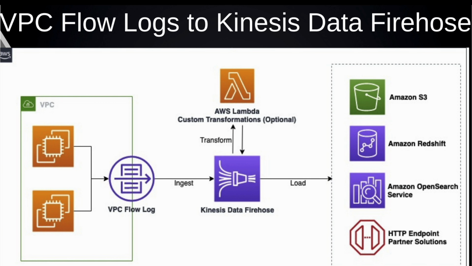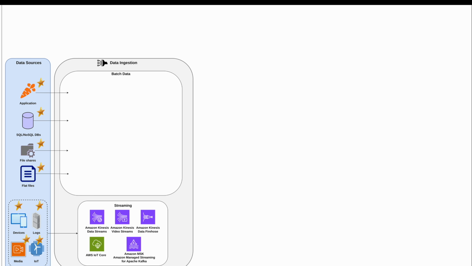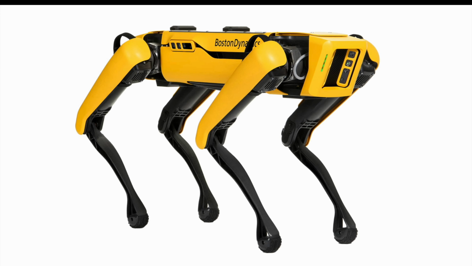Let's go back to the schema and talk about Kinesis Video Streams. I found information about the company Boston Dynamics. They use Kinesis Video Streams in the Spot robot.